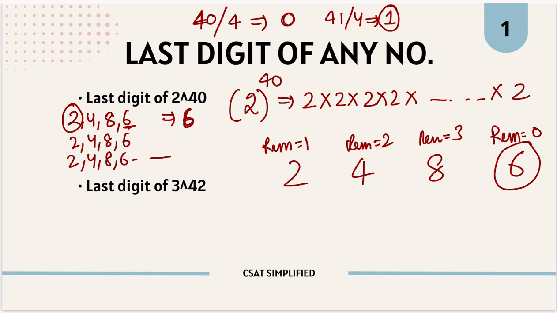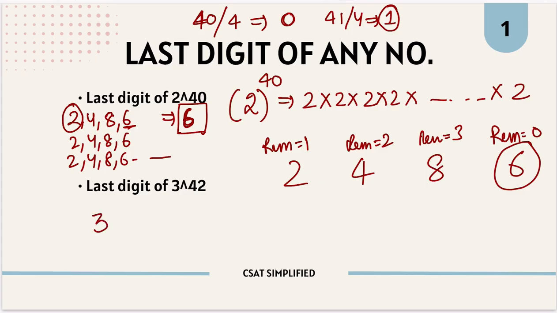I'm just investing a lot of time in the first example, so that from the second onwards, you will be able to easily understand it. Correct. Now moving on to 3 raised to power 42. Now 3 raised to power 42. Again, what am I going to do?